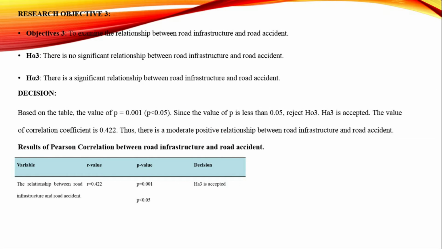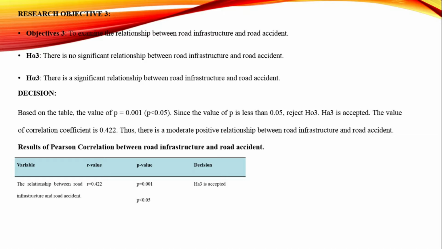Okay, research objective 3, which is to examine the relationship between road infrastructure and road accident. H null 3: There is no significant relationship between road infrastructure and road accident. H alternate 3: There is a significant relationship between road infrastructure and road accident.